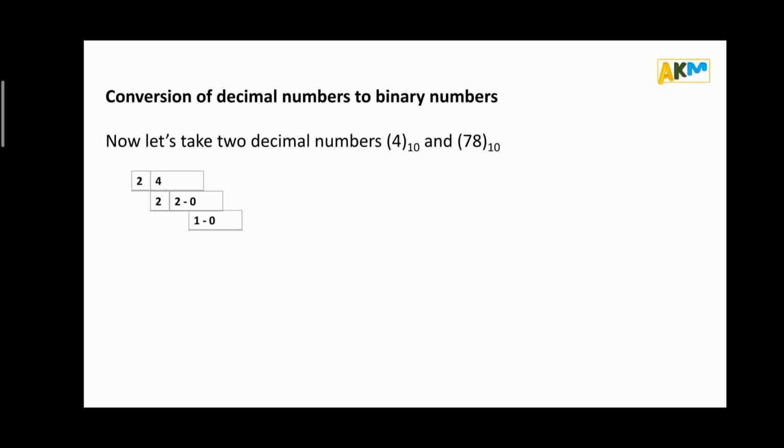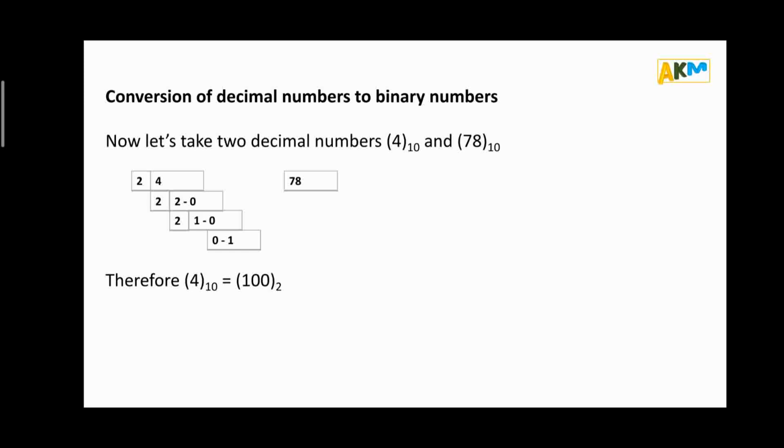Now again we will divide this quotient 1 by 2. We cannot divide 1 by 2, so the quotient will be 0 and the remainder will be 1. As I have told, we will arrange the remainders from last to first. That will be the binary number for the decimal number 4. Since the last remainder is 1 and the first remainders are 0 and 0, 4 is equal to 100.